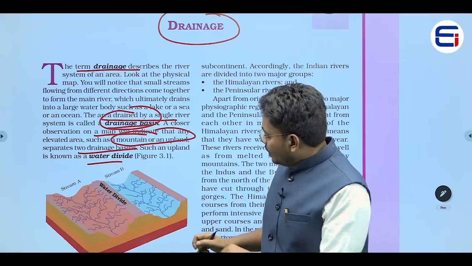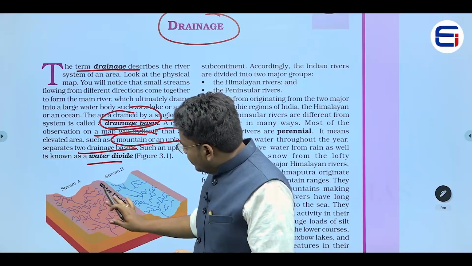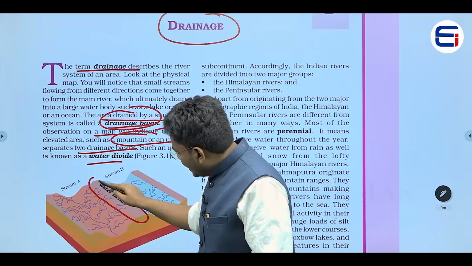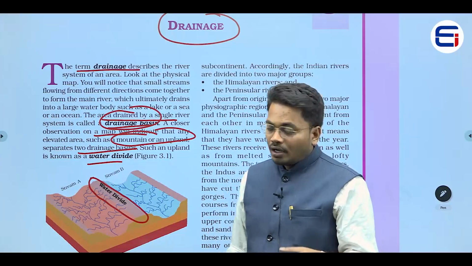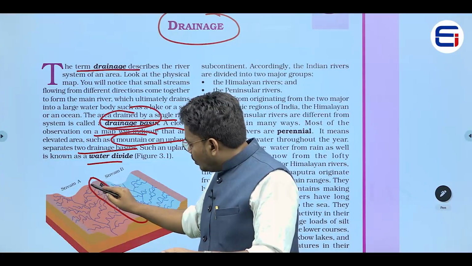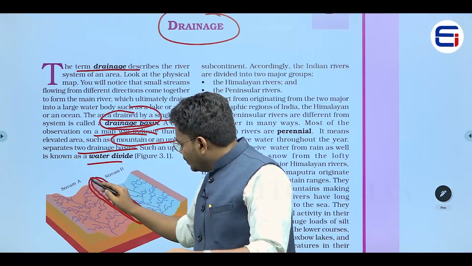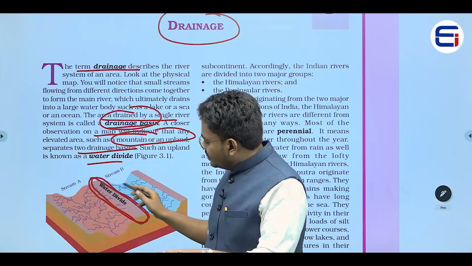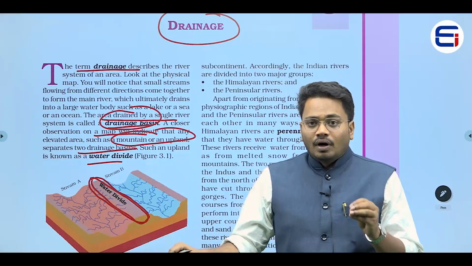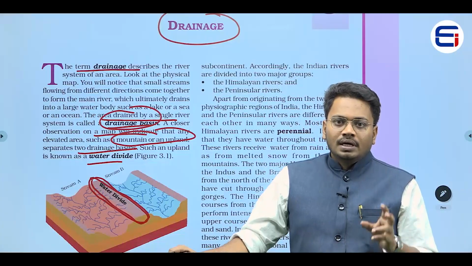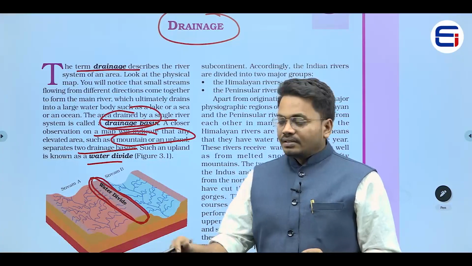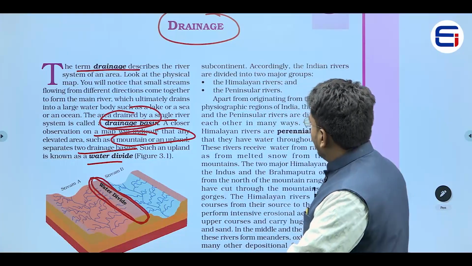Now if you see this particular picture, you can see that stream A and stream B have been divided by a mountain range, or a single mountain, or a high upland. This particular division which is between stream A and stream B is called a water divide, and this water divide will be dividing 2 different drainage basins of any particular area, right. This is the important point which we have to understand.